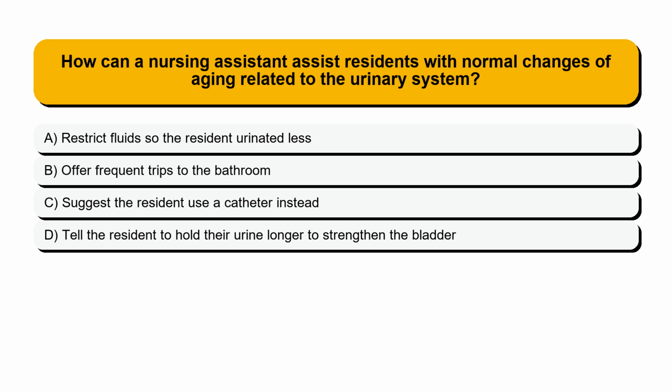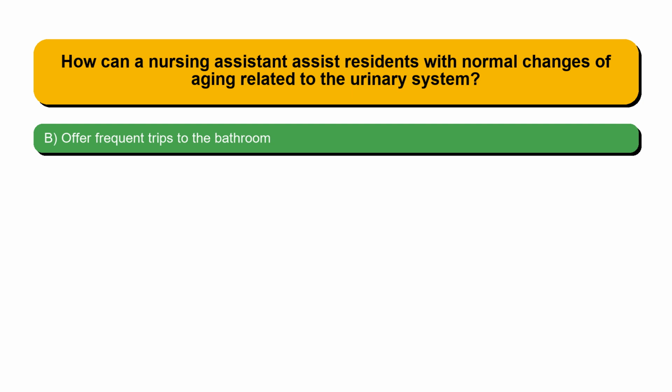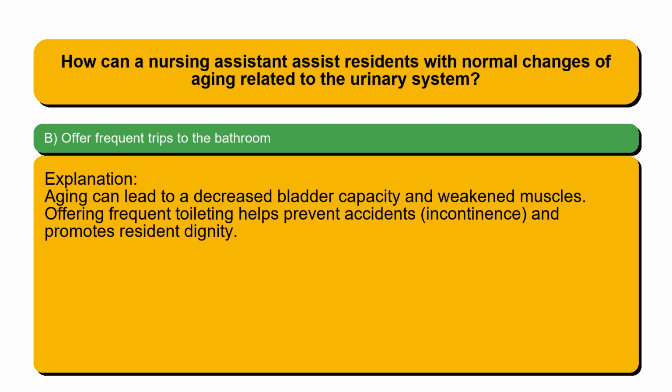Question 47. How can a nursing assistant assist residents with normal changes of aging related to the urinary system? Option A, restrict fluids so the resident urinates less. Option B, offer frequent trips to the bathroom. Option C, suggest the resident use a catheter instead. Option D, tell the resident to hold their urine longer to strengthen the bladder. The correct answer is option B, offer frequent trips to the bathroom. Aging can lead to a decreased bladder capacity and weakened muscles. Offering frequent toileting helps prevent accidents and incontinence, and promotes resident dignity.